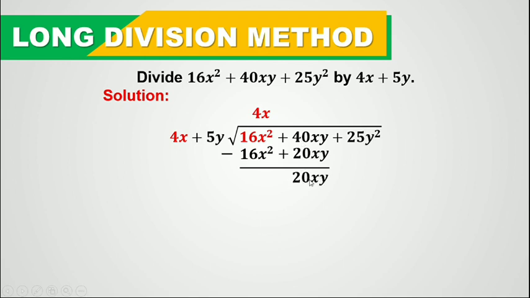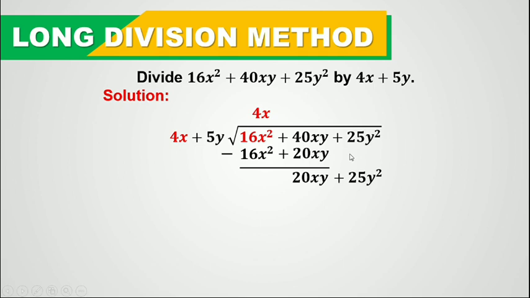It has the same method or procedures. It's just the same procedures when we are going to divide whole numbers. So the long division method: first divide, and then multiply, subtract, and then bring down. The processes are all the same. So then we are going to bring down 25y squared.